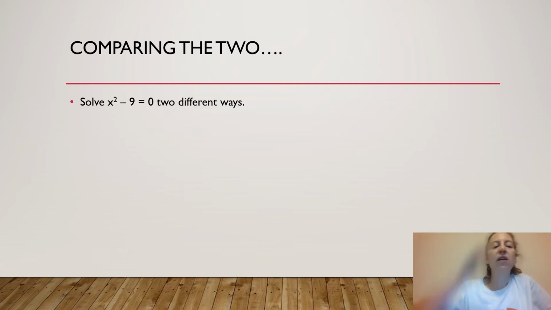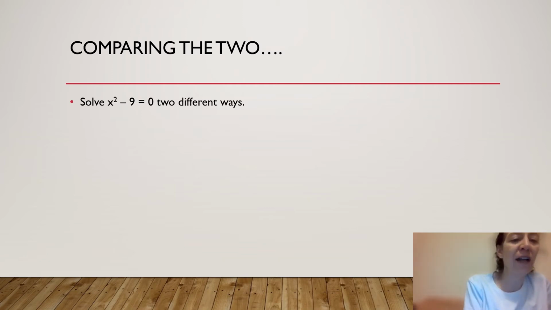So we're actually going to compare this. I want to do a problem two different ways, just to show you how the two ways compare to each other. It reviews one of the older ways, and it will help you see what can make the square root method a little bit tricky here.